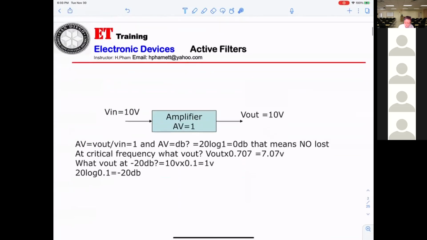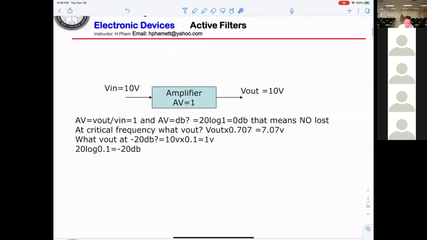Okay, and now let's see what they want here. For this amplifier, the gain equal 1. You get input 10 volt, you get output 10 volt. AV equal V out divided by V in equal 1. AV in dB, you take 20 log of 1, you get 0 dB.